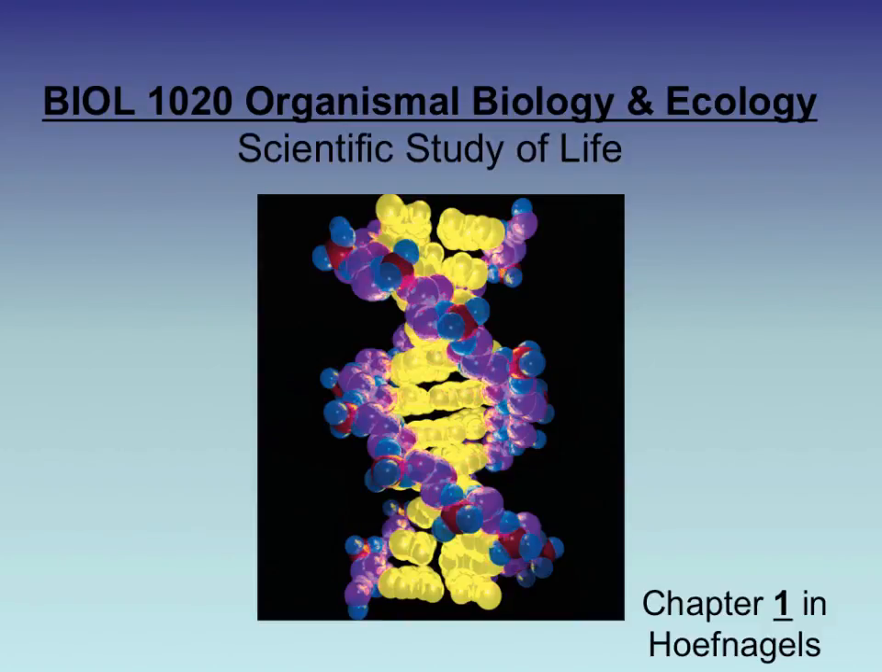Okay, so we're going to begin chapter 1 here in the Hofnagel's textbook on the scientific study of life. This is going to be kind of our intro chapter, setting a baseline for what we're going to see in the rest of the course as far as what makes something alive and a lot of the characteristics we're going to see throughout most of this course.